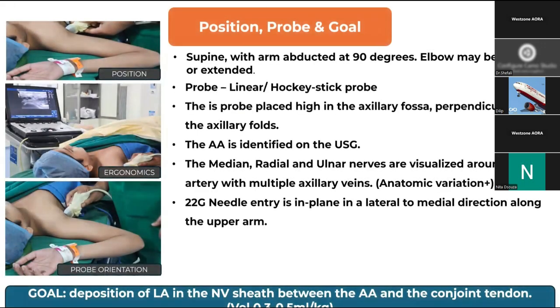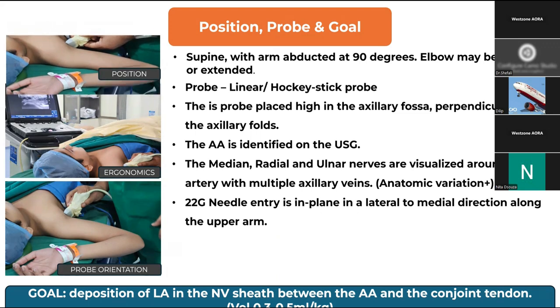The position again over here is supine with arm abducted to 90 degrees. Elbow may be flexed or extended. We similarly use a linear or hockey stick probe. The probe is placed high in the axillary fossa perpendicular to the axillary folds. The axillary artery is identified. The median, ulnar, and radial nerves are visualized, and a 22 gauge needle is used with an in-plane entry from lateral to medial direction, in the upper arm.